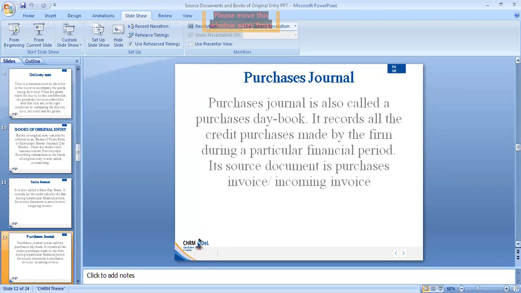And what we normally use in preparing the purchases journal, or what I can call the source document, is normally the purchases invoice. Those invoices that we receive, the incoming invoices, are going to be our source documents. So we shall go to those invoices that we have received, and we go through them one by one. And then from those invoices, we prepare our purchases journal.